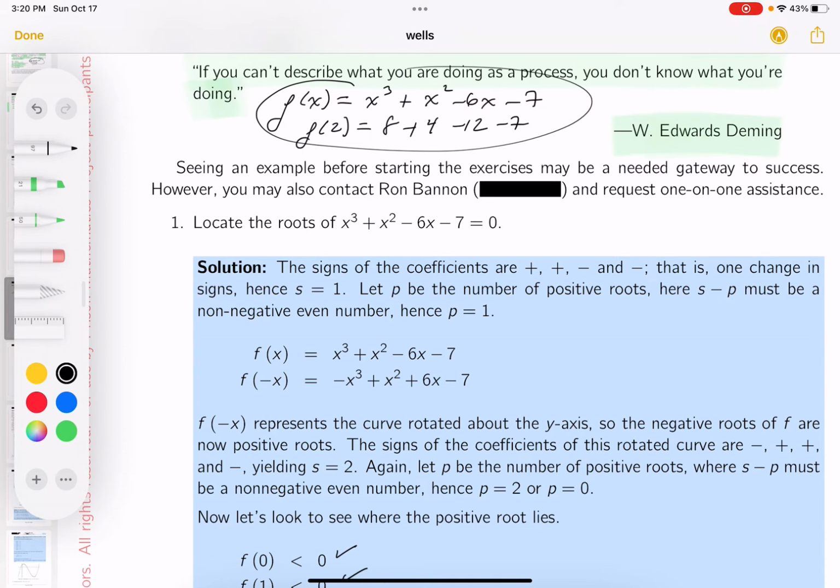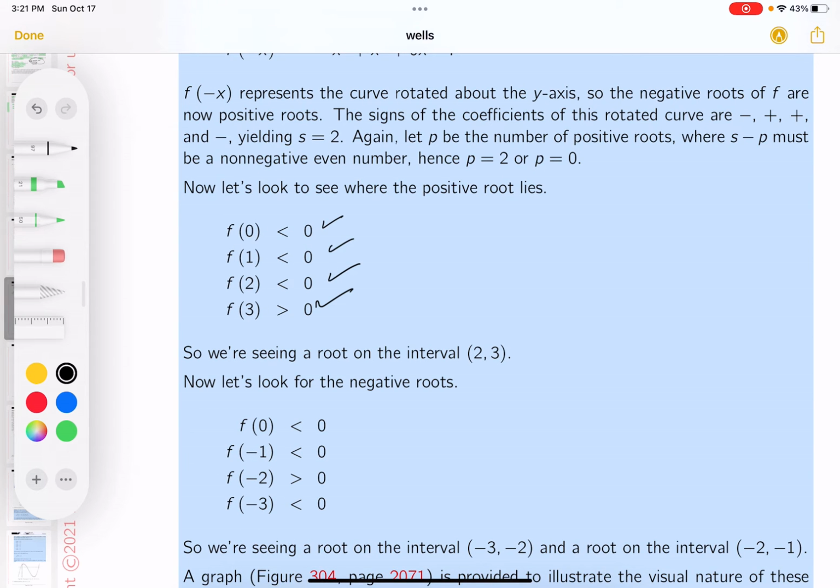Let's go to 3. Once it punctures through, I know this isn't going to sail off forever. So I'm going to try f of 3 now. And what do you get over there? 27 plus 9 minus 18 minus 7. 27 plus 9 is 36. Minus 20, definitely positive. So what do I now know? f of 3 is positive.